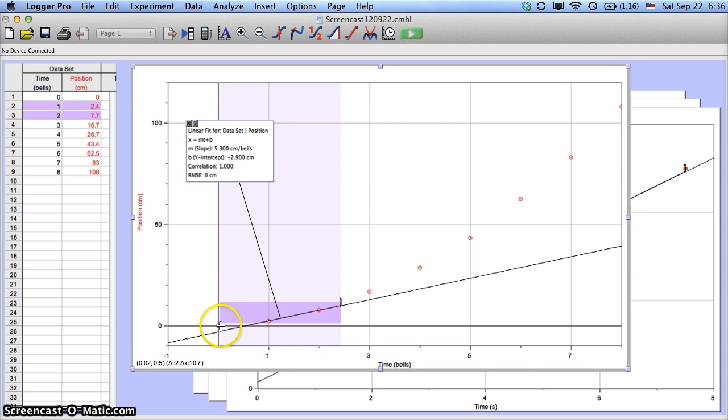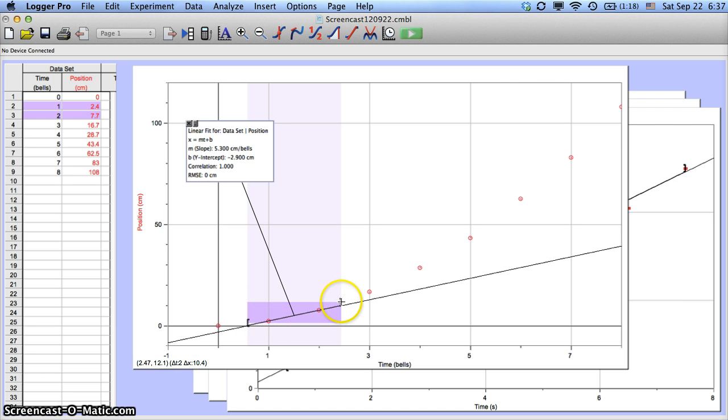And grab it. It changes to a little bracket. I move it here, and now the line fit is also changed. You can see now it's a line between these 2 points, so it's calculating the slope of the position graph between those points. So the average velocity between 1 and 2 bells, in my case, is 5.3 centimeters per bell. So you should write that down.